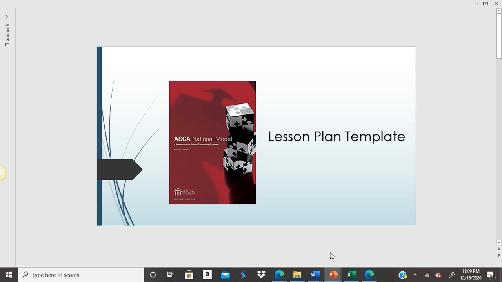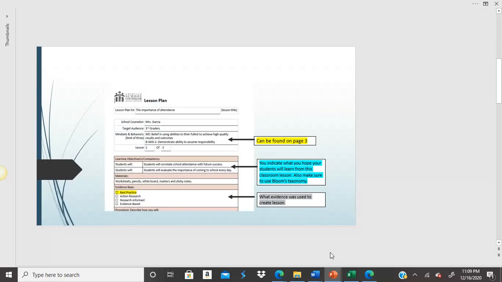Hello, today I will be going over how to fill out your lesson plan. I inserted an image of the ASCA National Model 4th edition book because this is the book that I used as a reference as I was completing my lesson plan. So it will be very good for you to have it handy as you're completing a lesson plan.